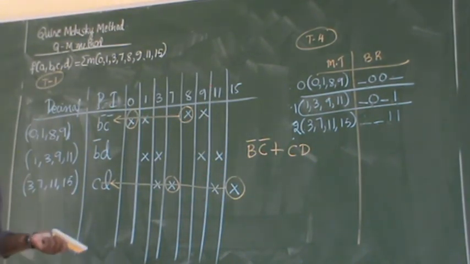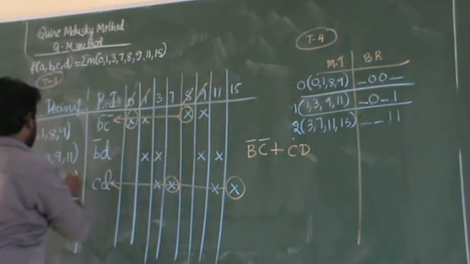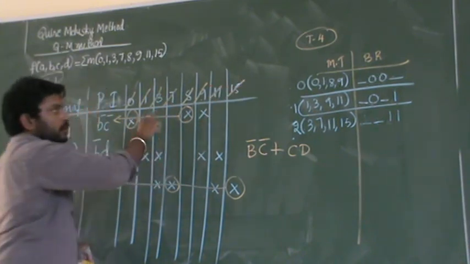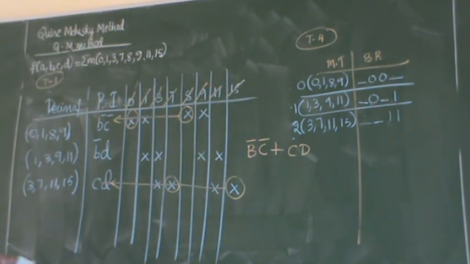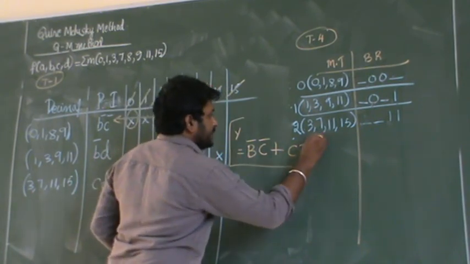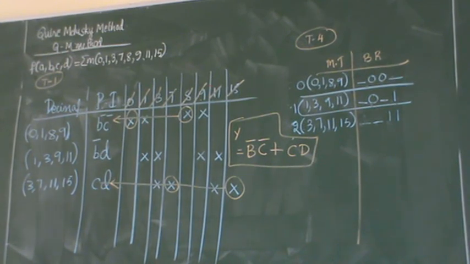Now you have to check whether the reduced essential prime implicants are possible or not. See here, 0, 1, 8, 9. Then 3, 7, 11, 15. They are getting cancelled. So this is your final answer. That is B bar C bar plus CD. Understood? Please take it down.